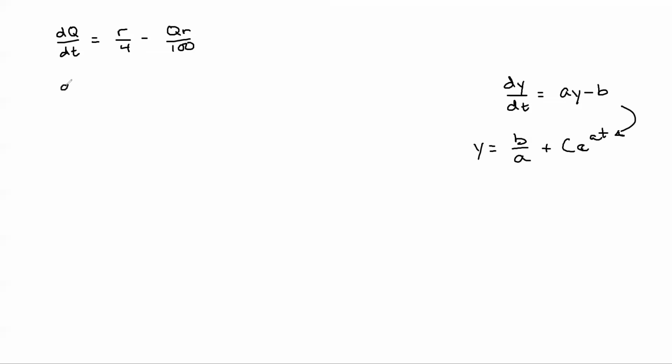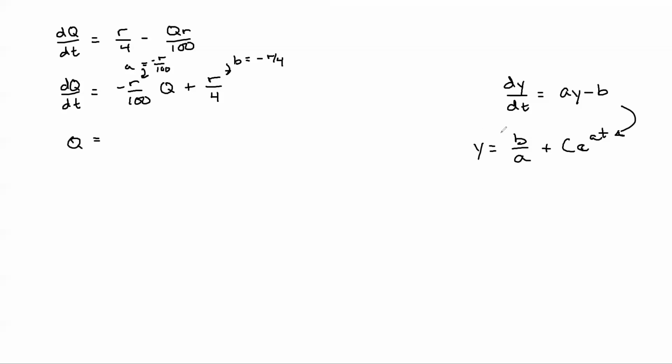So to use it, we could rewrite this so that it looks more like that. We could switch these around and have negative R over 100 Q plus R over 4. And now it looks a little bit more right. So this would be A. Well, the formula has a minus B, so we're going to want B to equal negative R over 4, right? And then A would equal negative R over 100. And then we can jump right to the solution here.